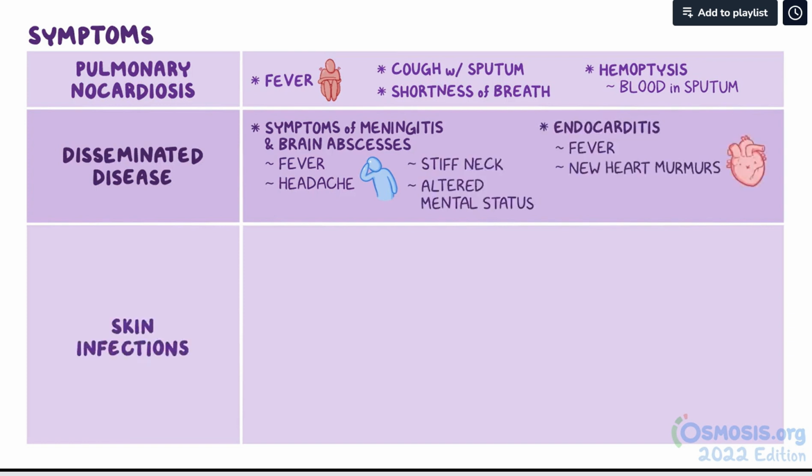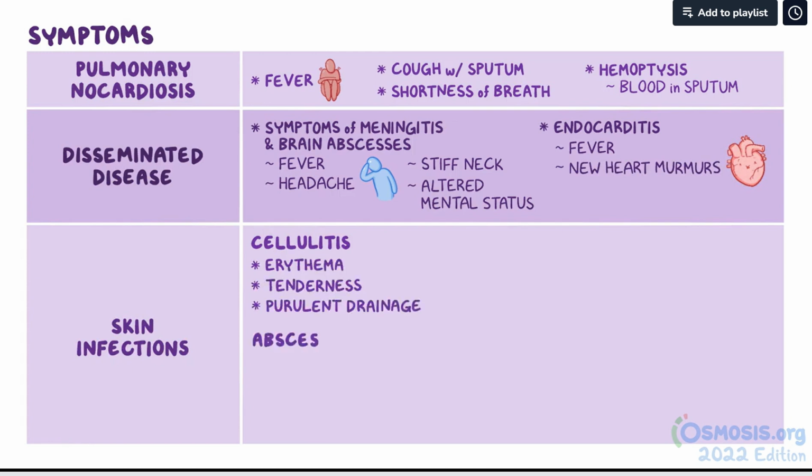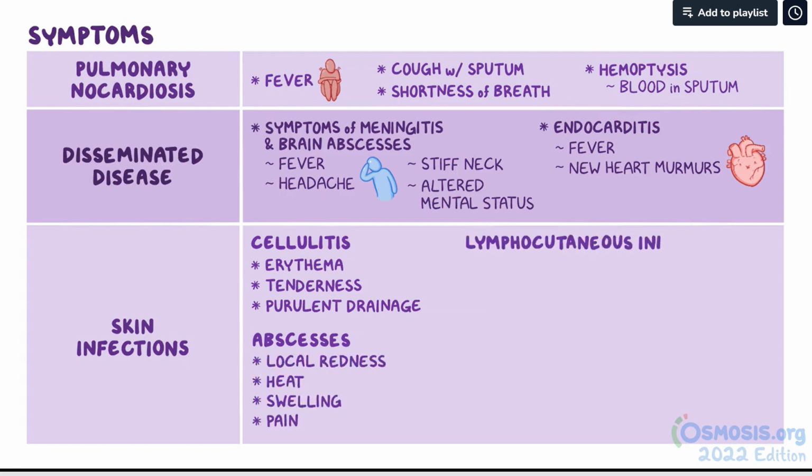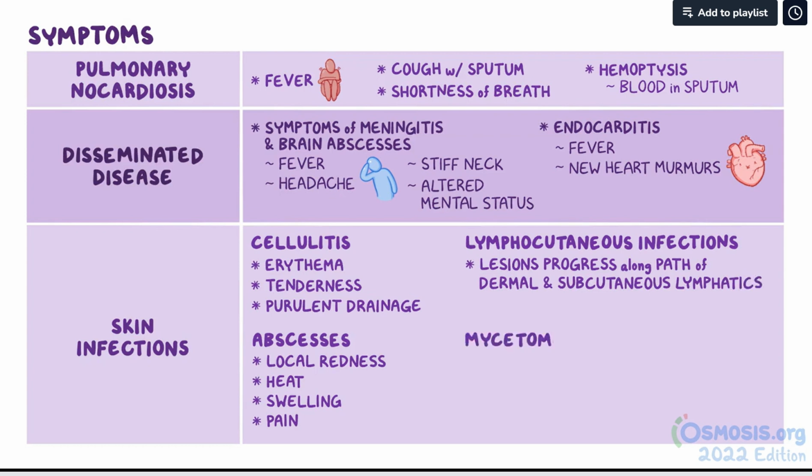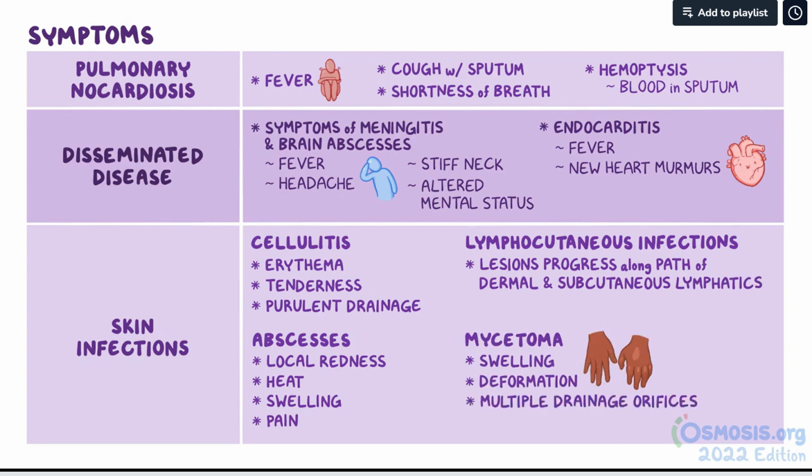Finally, skin infections. With cellulitis, there's erythema or redness, tenderness, and purulent drainage, and with abscesses, there may be local redness, heat, swelling, and pain. With lymphocutaneous infections, lesions progress along the path of dermal and subcutaneous lymphatics, and with mycetomas, there's swelling, deformation of the affected area, and multiple drainage orifices that ooze pus. That sure doesn't sound like fun.